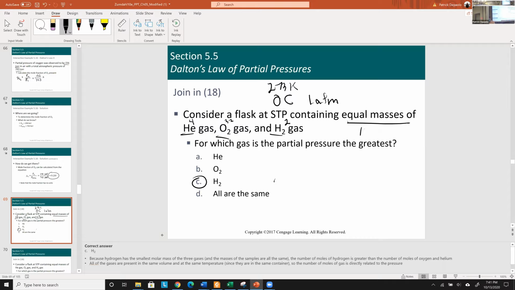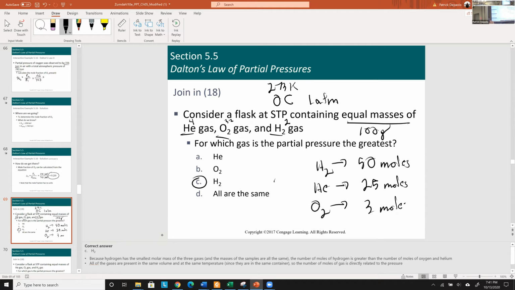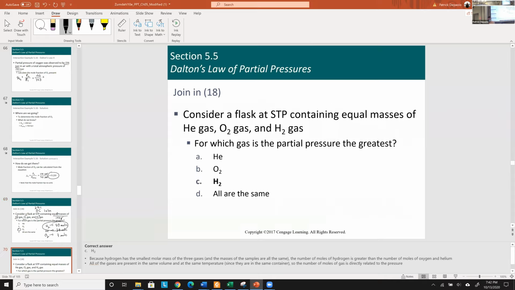then, well, let's just do an example. Let's say it's 100 grams. H2 in 100 grams will have 50 moles in this sample. Helium at 4 grams per mole in 100 grams will have 25 moles. And O2 will have about 3 moles in 100 grams. So, because the mole fraction is the same thing as the partial pressure fraction, whichever one has the most moles has the highest partial pressure, the highest mole fraction, etc. So that answer would be hydrogen because it has the most moles in the sample. Cool. Any questions about that? No? Okay. Then H2.